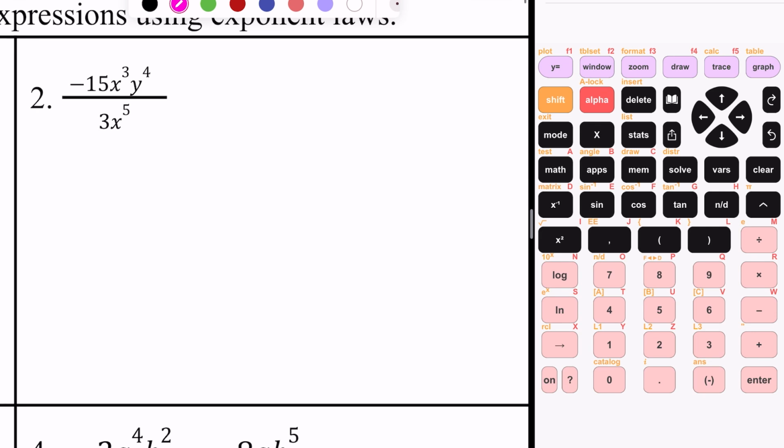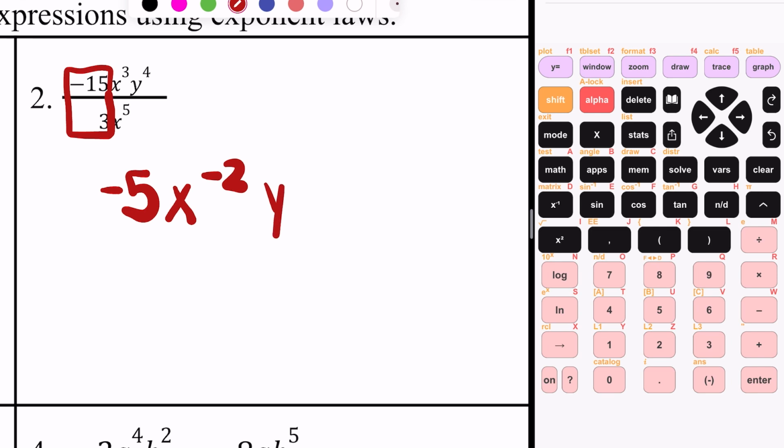Let's go ahead and look at question 2. Question 2 is quotient rule, where you divide. And when dividing variables, you subtract the exponents. 15 divided by -3 is -5. X to the third divided by x to the fifth would be x. Now you subtract the exponents. 3 minus 5 is -2. And then leave y to the fourth alone, since there is no y at the bottom to divide by.